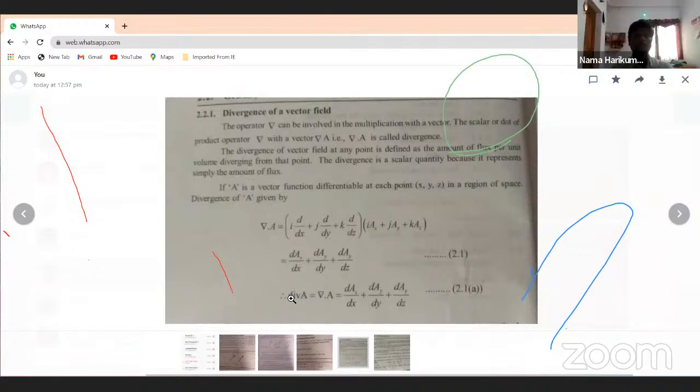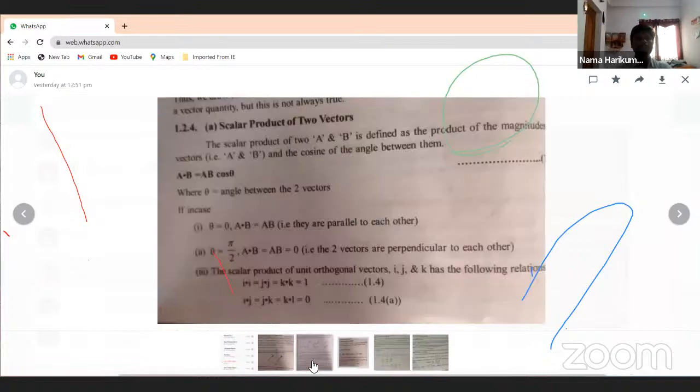Alright. One more. Before this one, what is that? Scalar products of two vectors. Next heading: vector products of two vectors. Vector products: I cross I, j cross j, k cross k equal to 0. Is it clear? It is the opposite of our scalar product system.